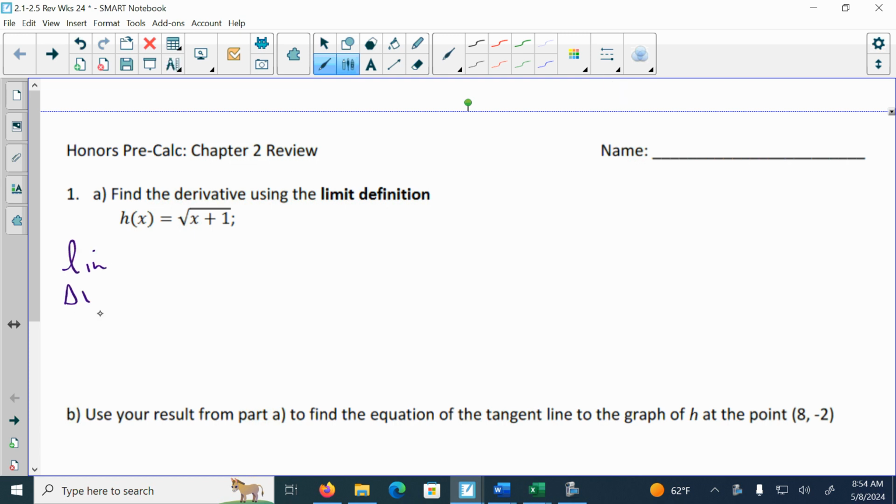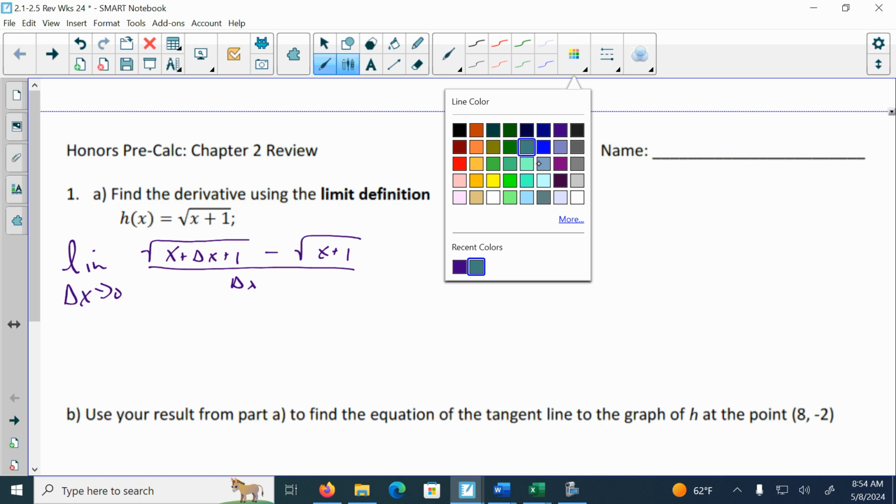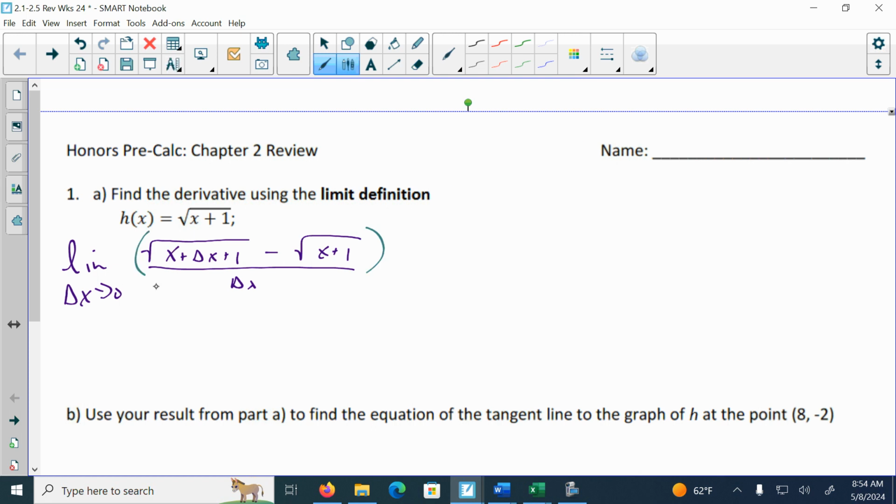as delta x approaches 0. And then I'm going to do f of x plus delta x. So I'm going to do the square root of x plus delta x plus 1 minus f of x all over delta x. And then when I have them this way, the square roots, remember, in order to simplify that, I am going to multiply by the conjugate.